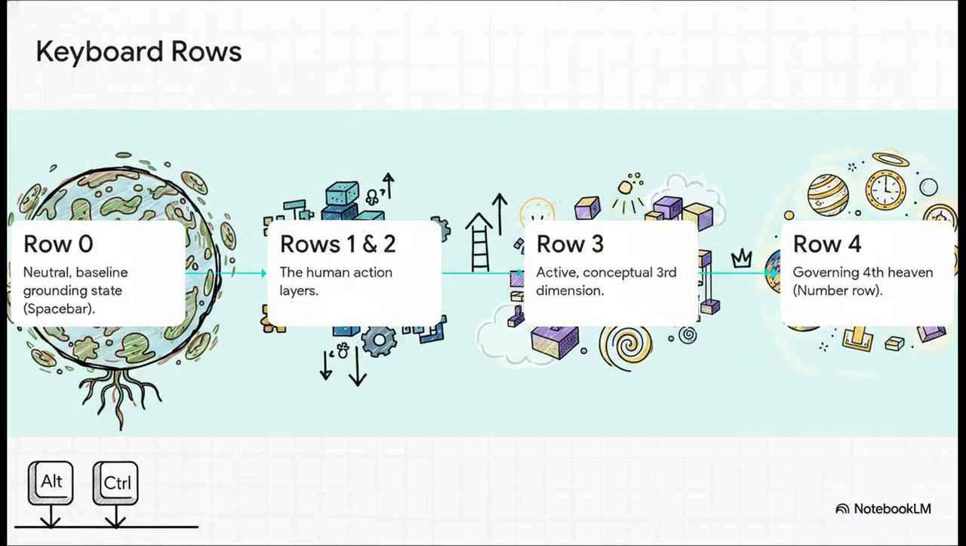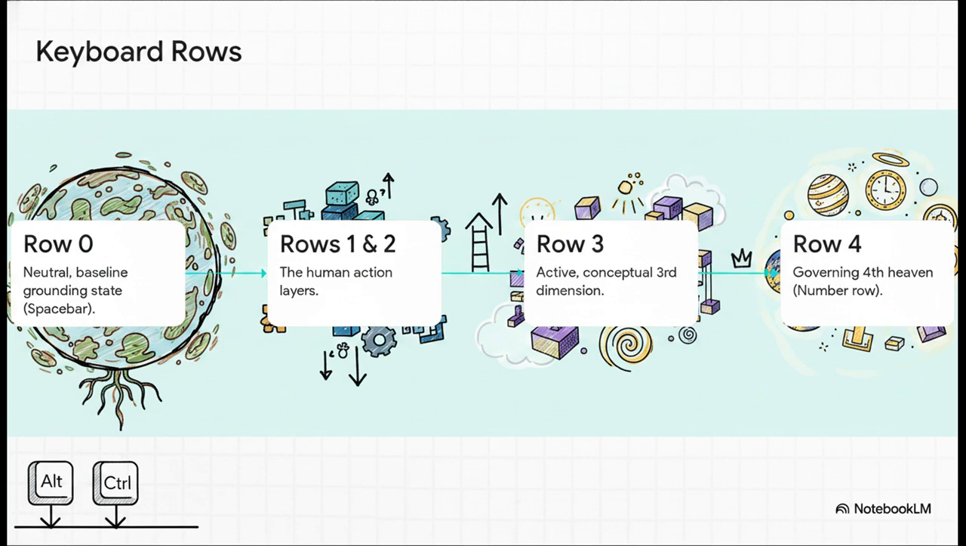Let's actually walk through these positional states right now. You can even imagine your hands moving across your desk. Step 1 is row 0, the spacebar. This is your neutral baseline grounding state. It's basically Earth. Moving on to step 2, we have rows 1 and 2, the bottom and home rows.